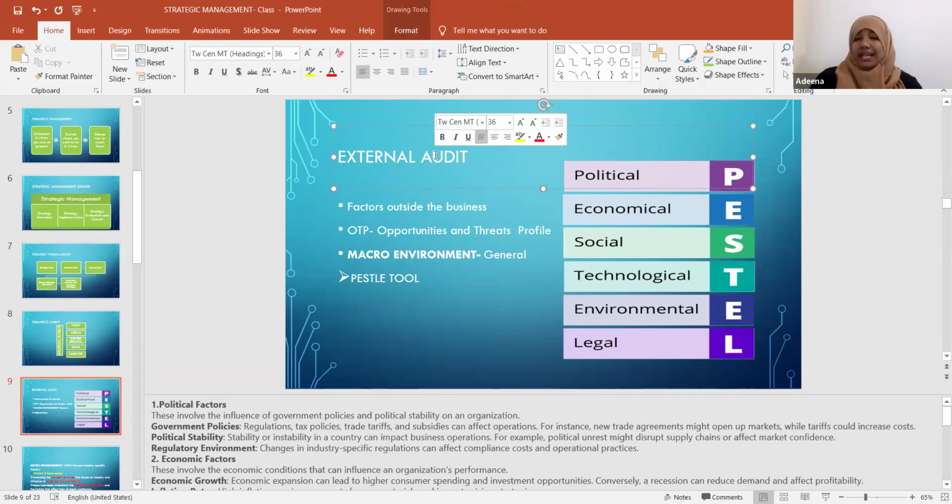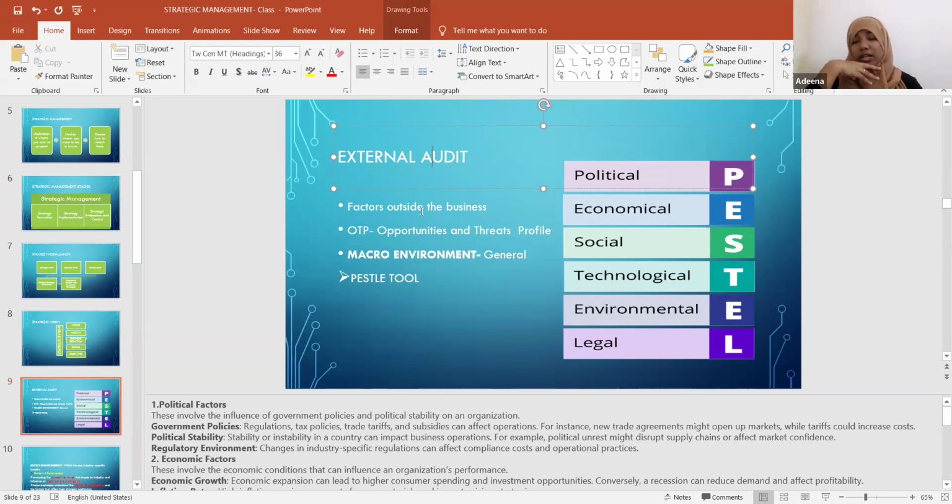External audit is external analysis itself. That is analyzing the external factors of the organization, where the organization is working or existing. So the external audit is the analysis of the factors outside the business. External audit is analyzing the opportunities and threat profile. These opportunities and threats are external to the business. So understanding the opportunities and threats is the main purpose of external audit.